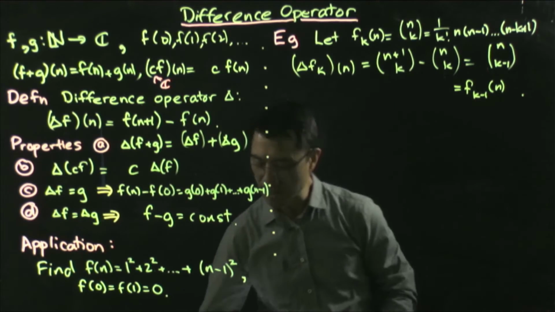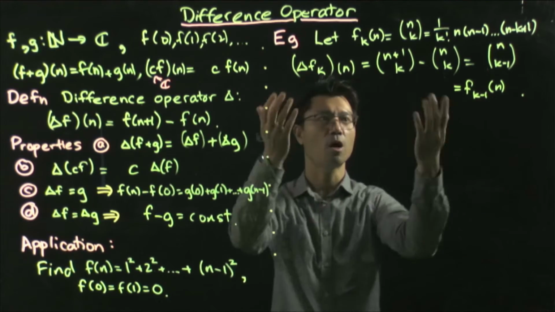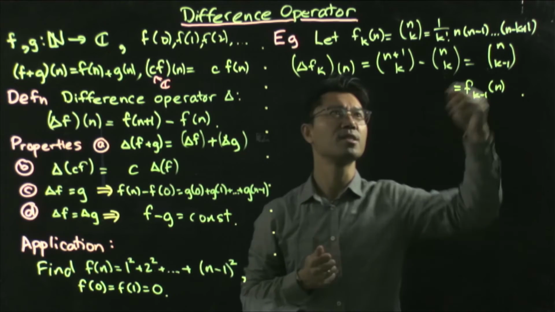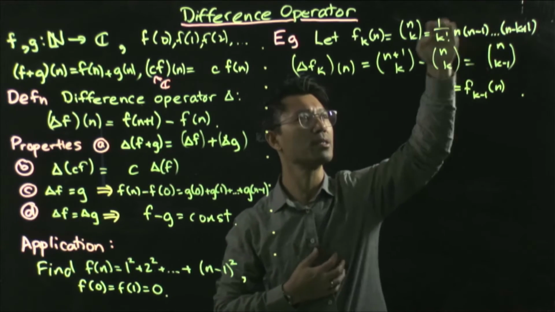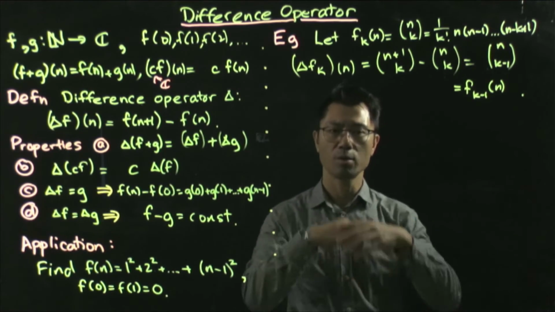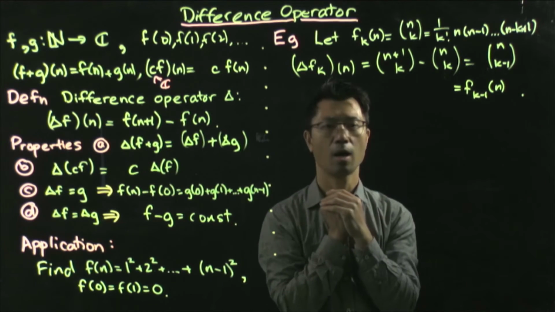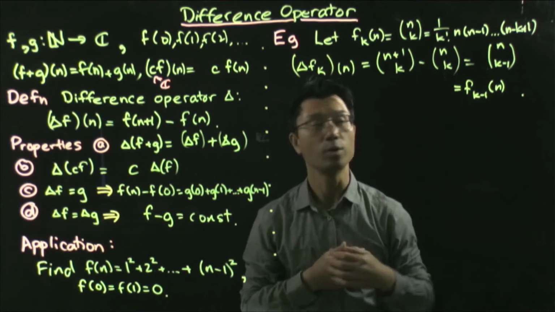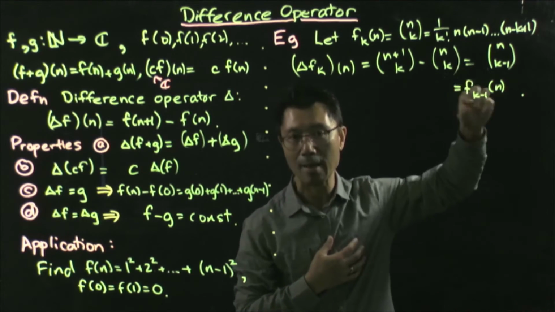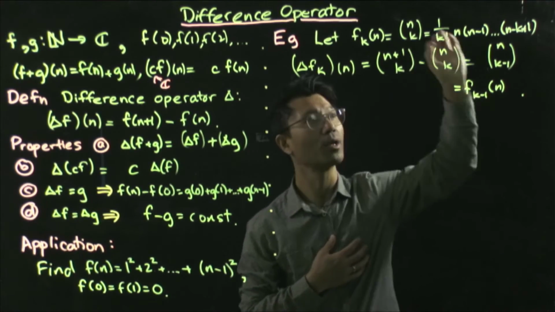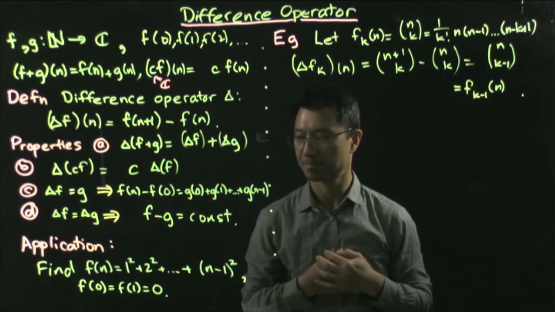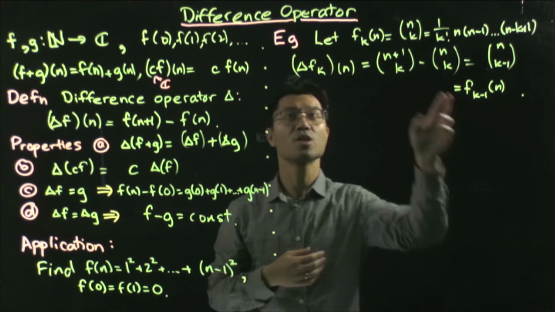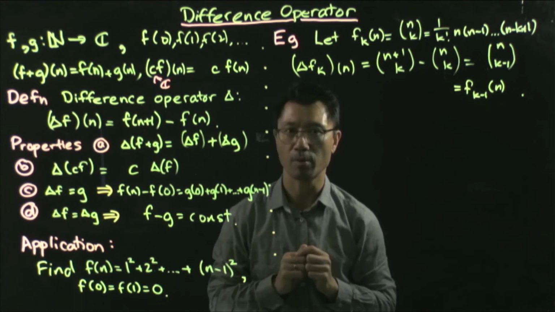So that's a very, very simple example of how the difference operator works. You have a sequence of numbers given by this degree k polynomial. You take the difference operator. You get a new sequence. You get this sequence here, f_{k-1}, which is now a degree k minus 1 polynomial.